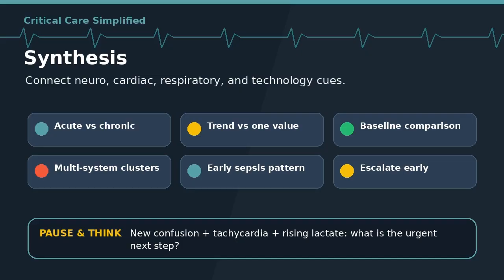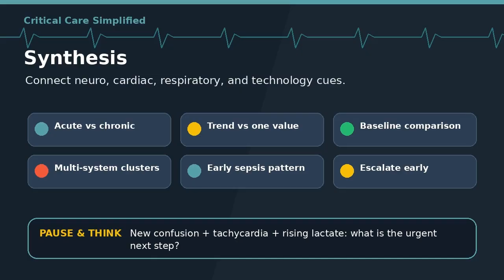Ask yourself, is this acute or chronic? Is this one abnormal value or a trend? Does this finding match the patient's baseline? Are multiple systems deteriorating together? Red flags include sudden neurological change, hypotension with altered mental status, tachypnea with rising CO2, oliguria with mottled skin, new arrhythmia with chest pain, and escalating vasopressors with rising lactate. When patterns cluster, don't wait for a perfect picture. Escalate early. Assessment only helps the patient when it leads to timely action.